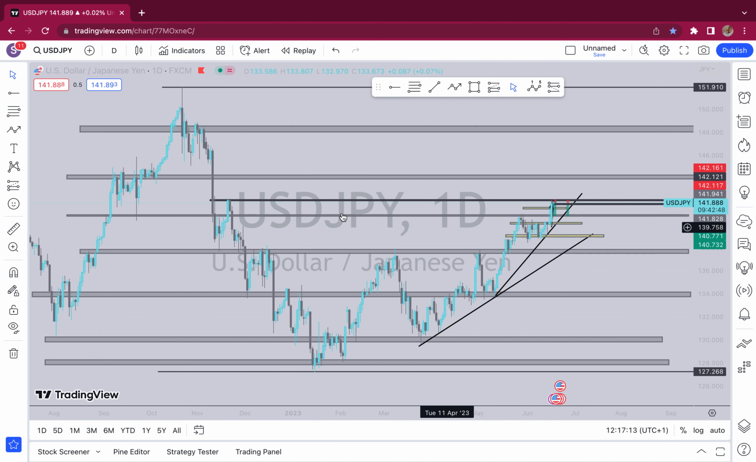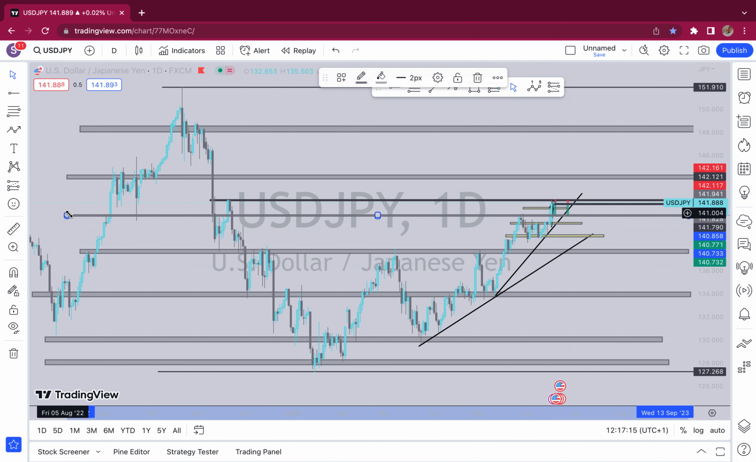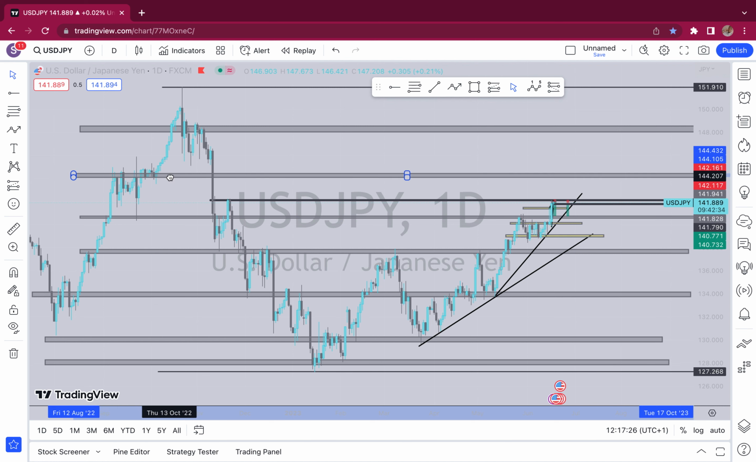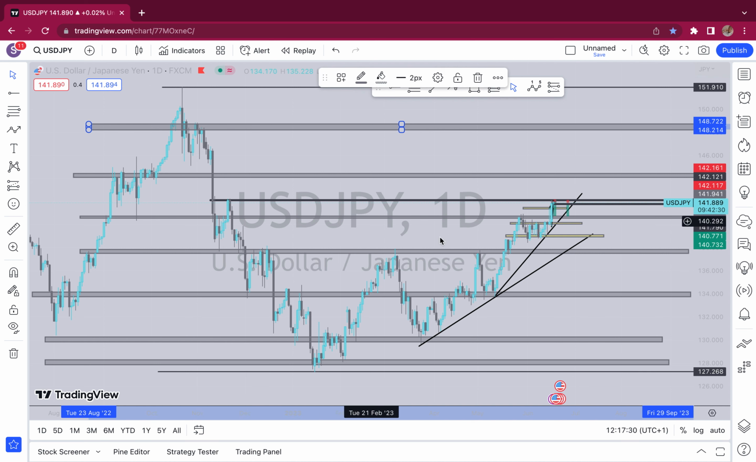So if you can spot these zones from the higher time frame, you are pretty into the game. Here too, rejection, rejection. When market comes back in the future, there will be a reaction from there. So that's how I spotted these zones.